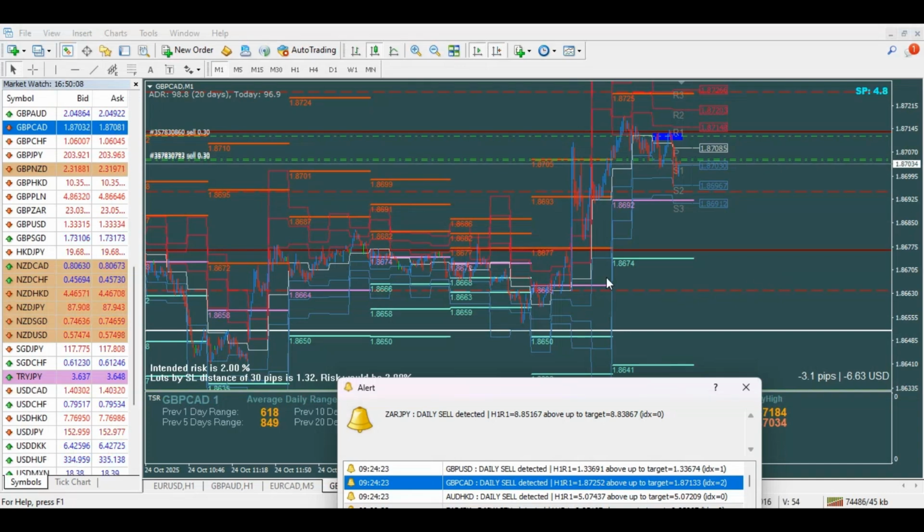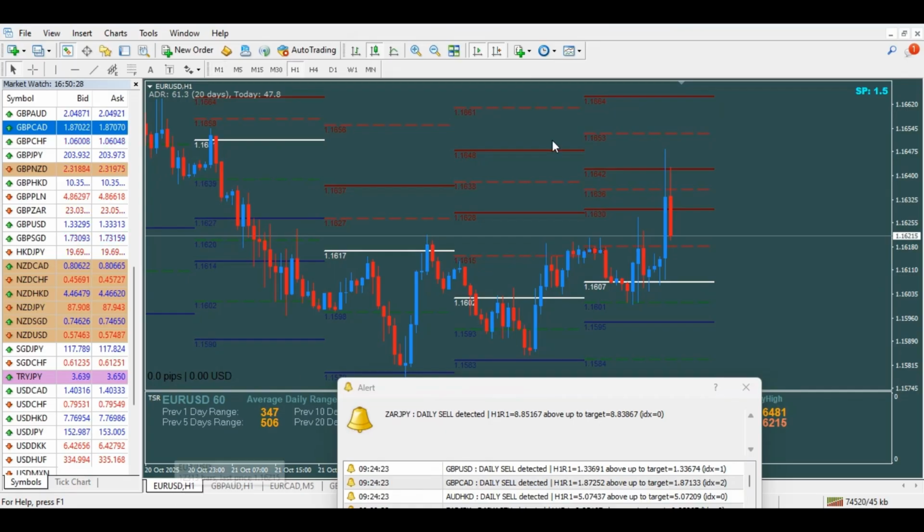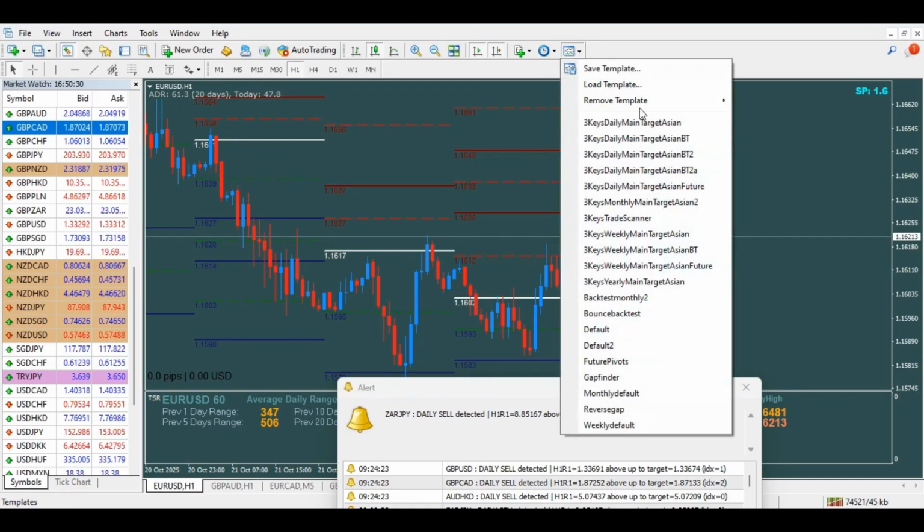Okay, in this video, I want to go over how the 3 keys auto scanner works. The auto scanner is placed on this template here. The template is called 3 keys trade scanner, and that's what this template is.